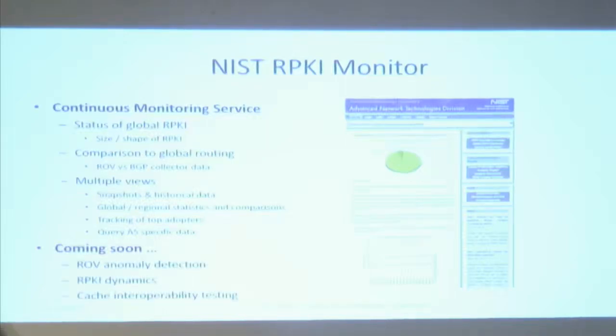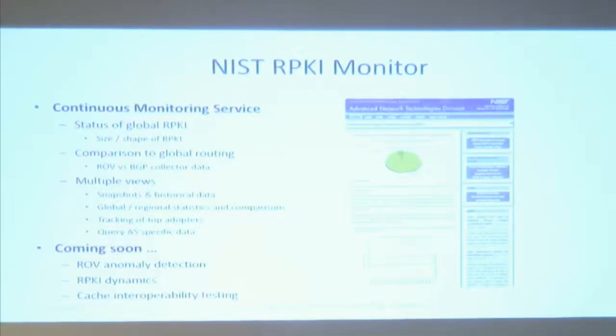There's a few things that we're adding to this. One is what we call RPKI origin validation anomaly detection, both looking for interesting changes in the structure of the RPKI and trying to correlate changes in RPKI data to changes in route validation state. Currently, we characterize RPKI structure in a static way. We're also trying to capture the dynamics of that, how it grows and changes over time.